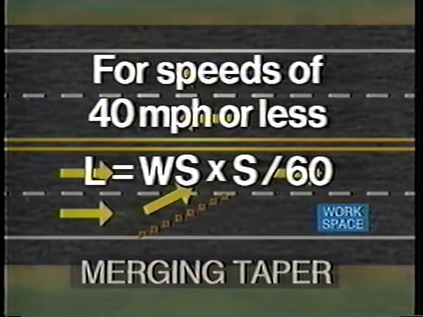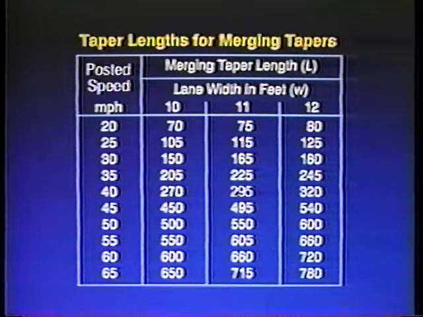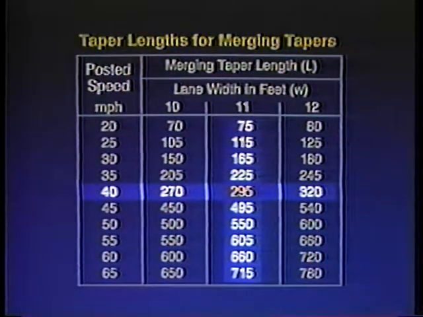For speeds of 40 miles per hour or less, the length of the taper should be at least the product of the width of the lane times the posted speed divided by 60. This is actually the high-speed taper multiplied by the factor of the posted speed divided by 60. In most tables, the equation is shown like this. Most state and local manuals include tables showing the required taper lengths for various speeds and lane widths. For example, a 40-mile-per-hour posted speed and an 11-foot lane requires a 295-foot merging taper.